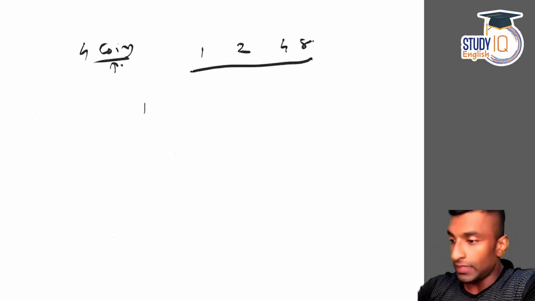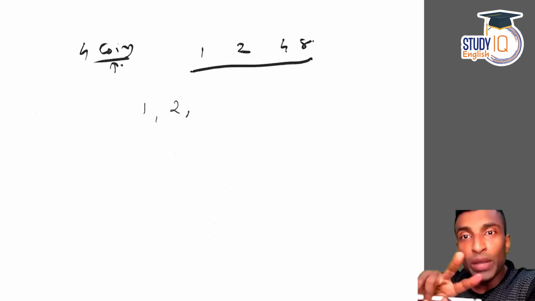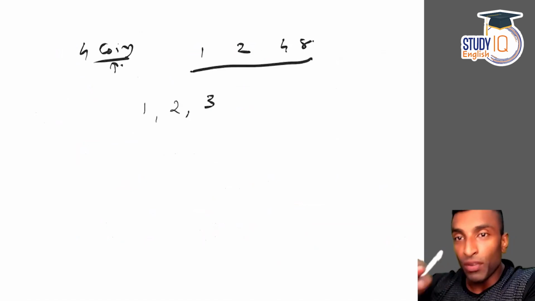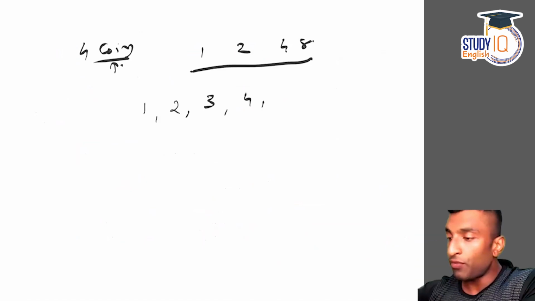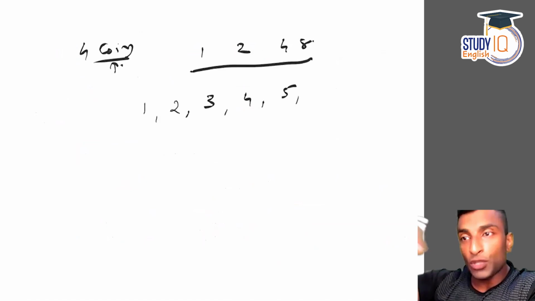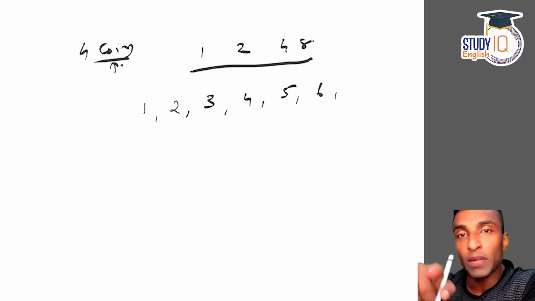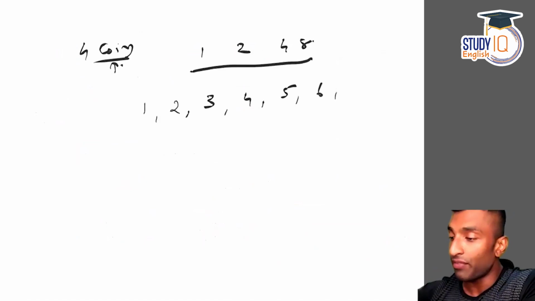Can I make 1? Yes, definitely. Directly I can take. 2 I can take directly. 1 and 2 I can combine. I can make 3. 4 directly is there. 4 plus 1 I can make 5. 4 plus 2 I can make 6. 4 plus 2 plus 1, 3 at a time, I can take 7.